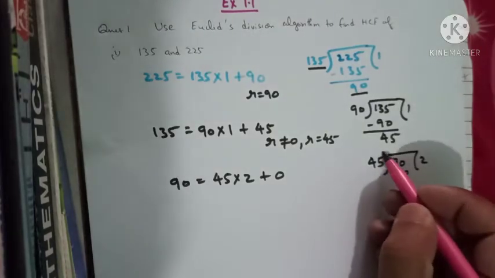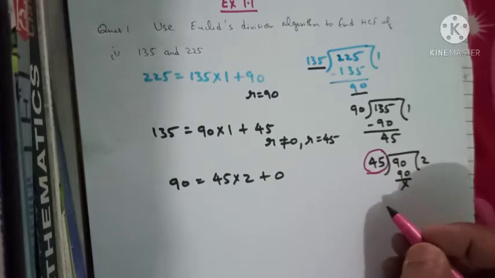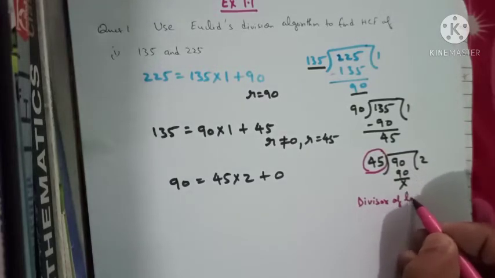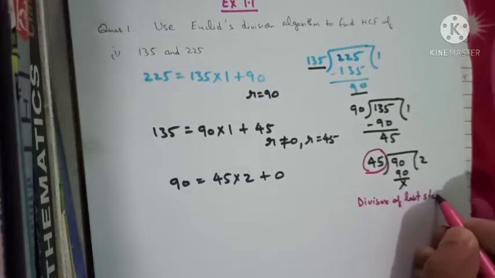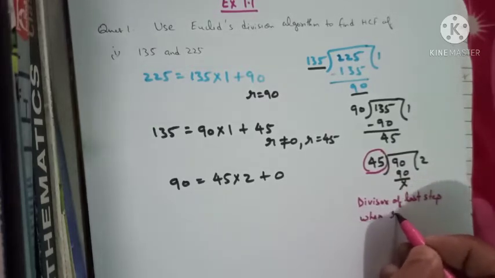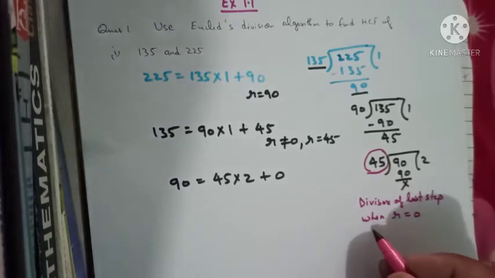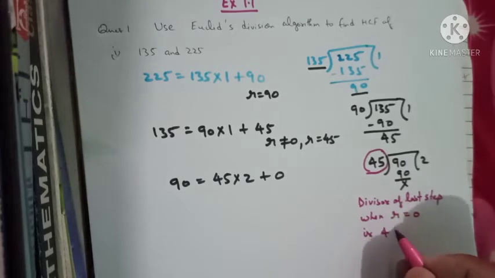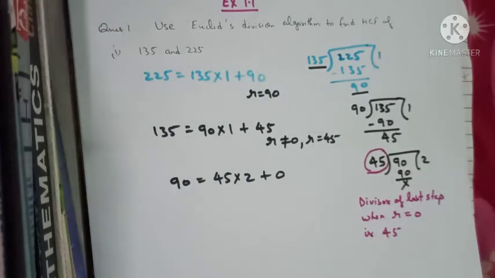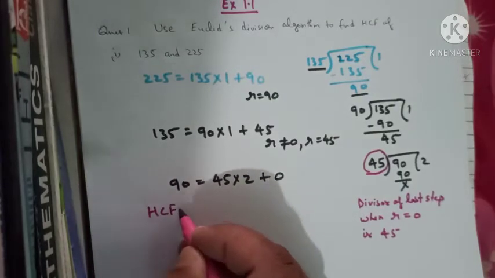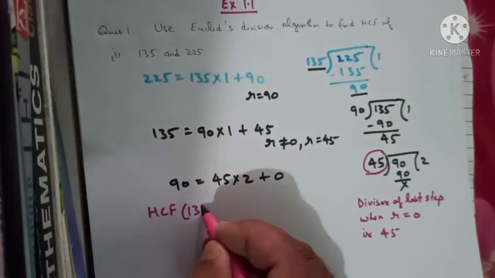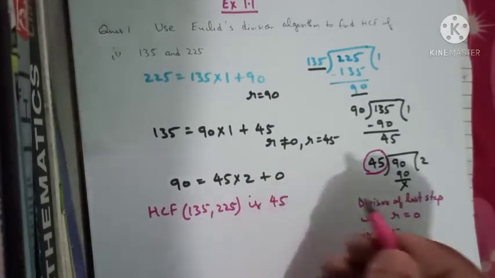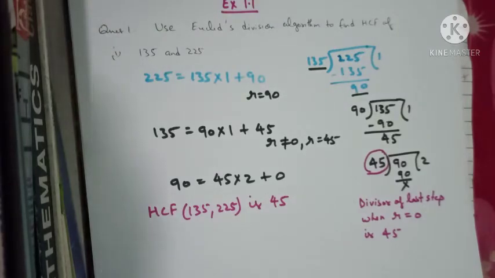Since the remainder here is 0, this is basically the divisor of the last step. The divisor of the last step when the remainder is equal to 0 is the HCF, which is 45. Therefore we can write here that the HCF of 135 and 225 is 45.